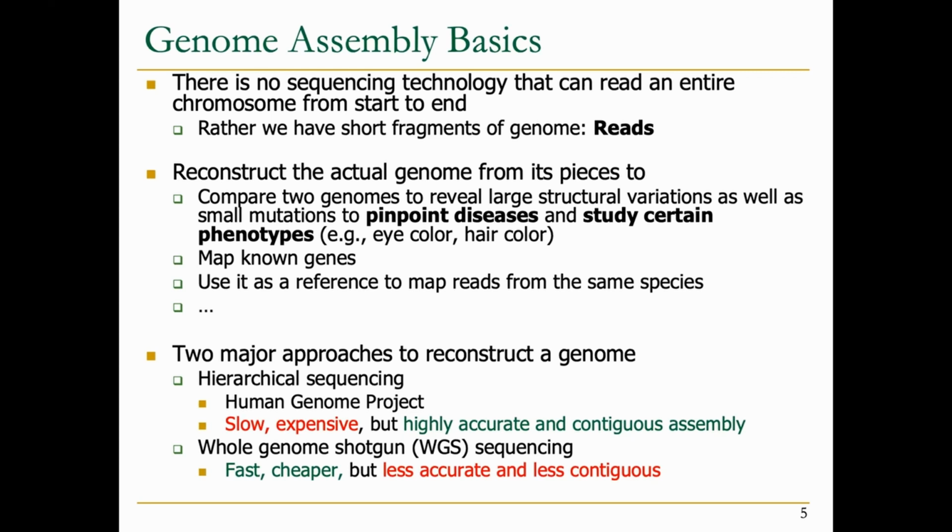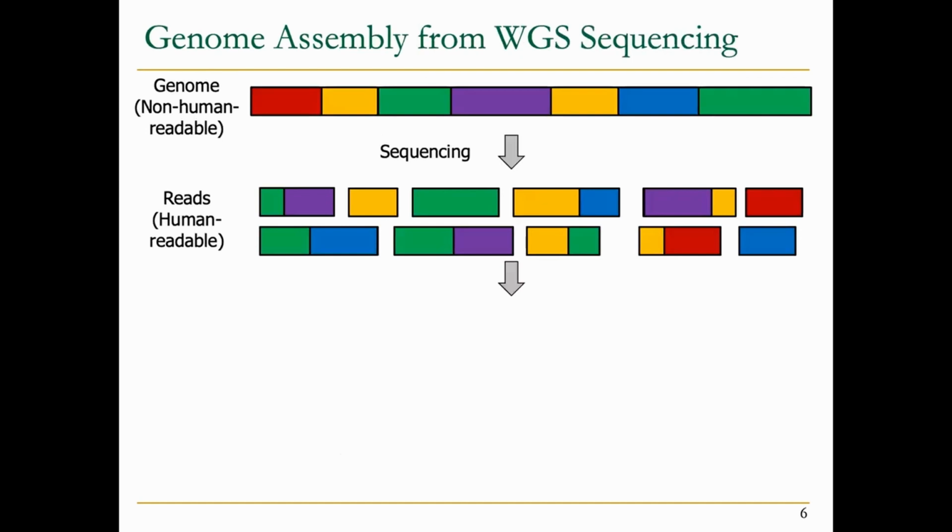And another approach is called whole genome shotgun sequencing, and that type of sequencing is usually fast and much cheaper, relatively, compared to hierarchical sequencing. But we know that it's less accurate and less contiguous. It usually generates short reads with erroneous reads, let's say, with a relatively high error rate. So then let's focus on how to construct the genome assembly from whole genome shotgun sequencing.